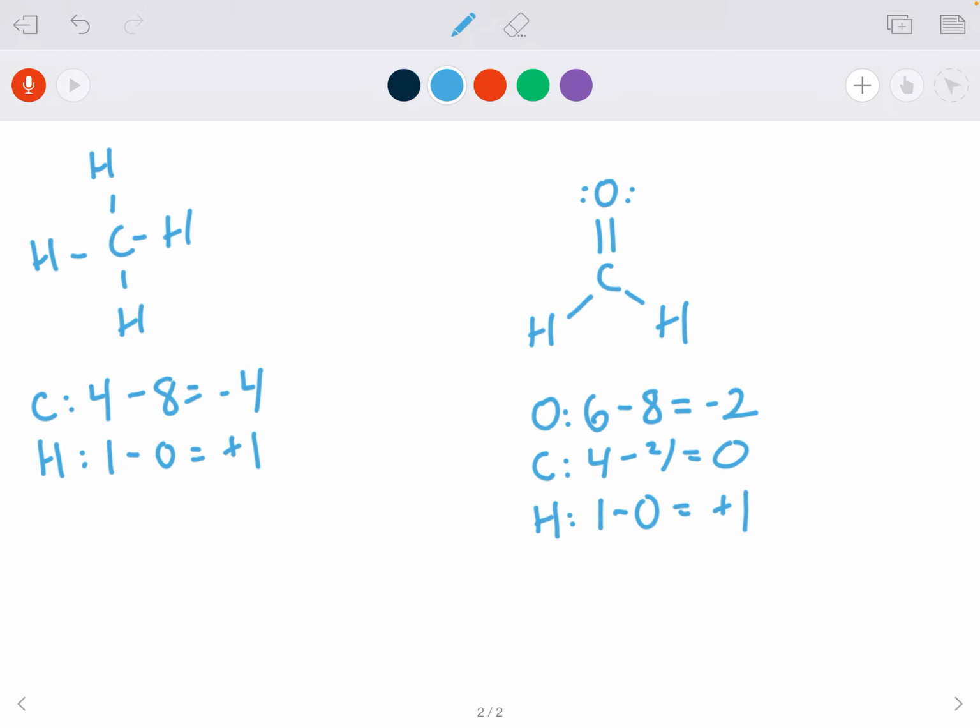Now see if you notice a pattern here. The sum of the oxidation numbers always adds up to the overall charge of the compound, right? Both of these are neutral. I have here minus 4 plus 4 times plus 1, right? There's 4 hydrogens, each have plus 1 charge to give 0. For formaldehyde, I have negative 2, which is the oxygen, plus 0 for the carbon, plus 2 hydrogens at a plus 1 charge to give 0.